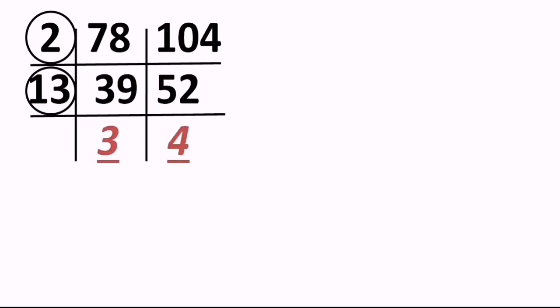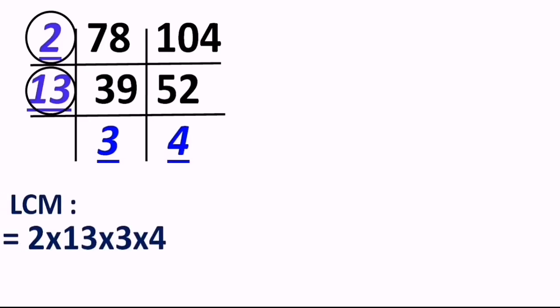And once we stop over here, that means the numbers in the bottom layer and the LHS, the left hand side of the structure, will make our LCM. So here we go with the LCM. So 2, 13, 3 and 4 in the multiplication we get the value of LCM, and that is 312.